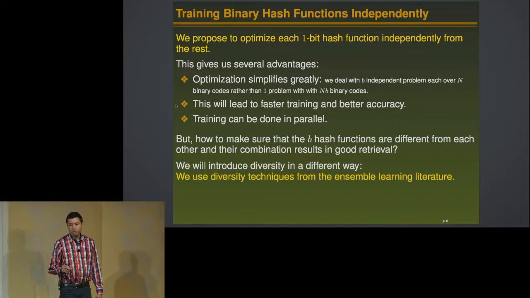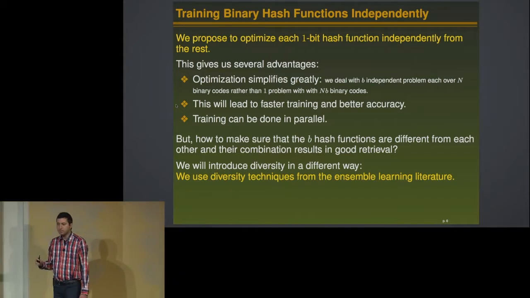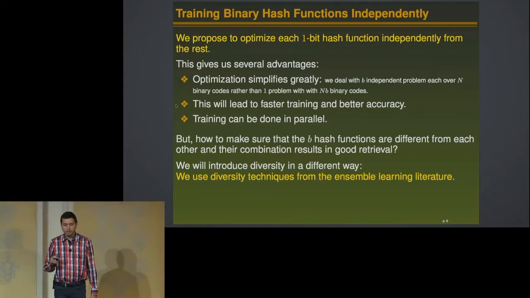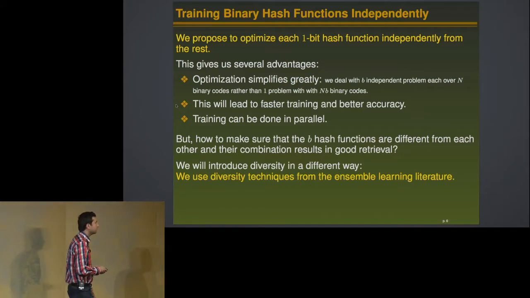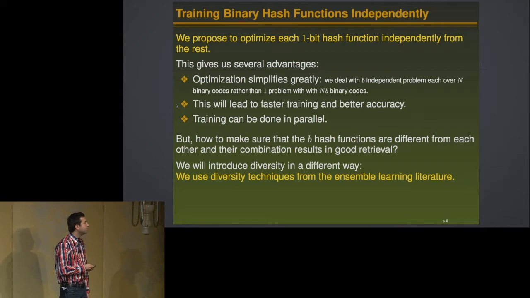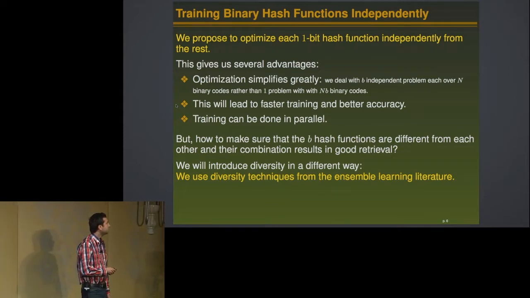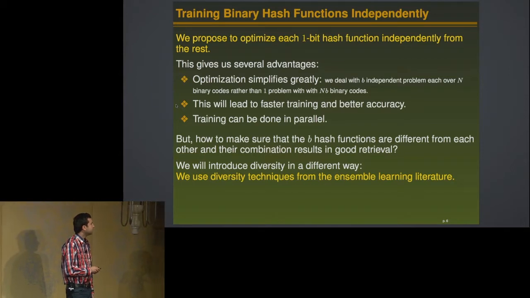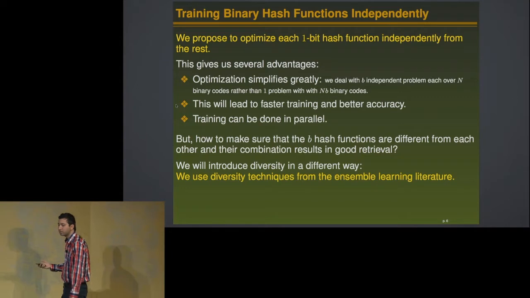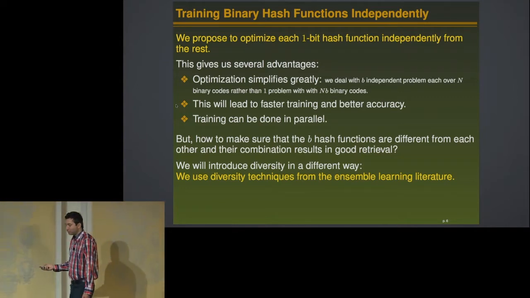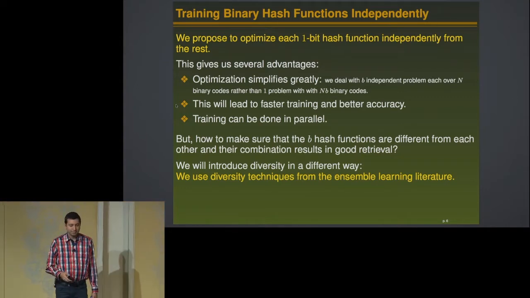So it means that if we want to train B independent hash functions, then we can train each of them separately. And it gives us several advantages. For example, the optimization would be simpler because we have B independent problems over a smaller number of variables. Then we can get better accuracy and faster training. And obviously, the training can be done in parallel because we want to learn the hash functions independently.